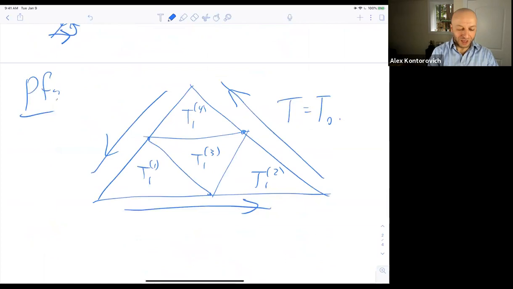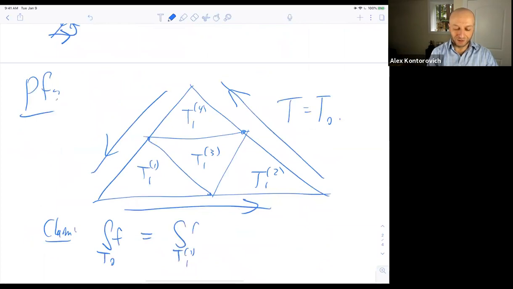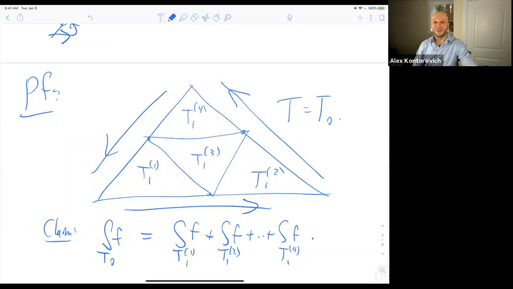And the very simple claim is that the integral over T0 of F is the same thing as the integral over T11 plus the integral over T12 plus, I guess I'm only skipping one thing. I'm that lazy. That the integral over the 4 triangles is the same as the integral over the original triangle. Why is that true?